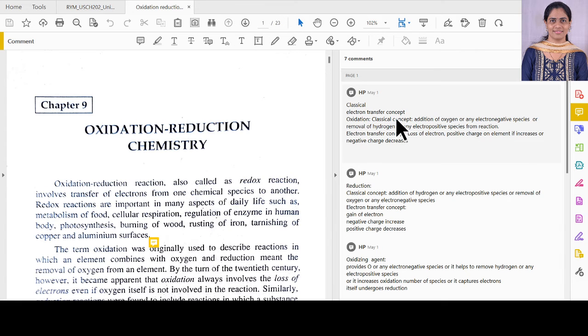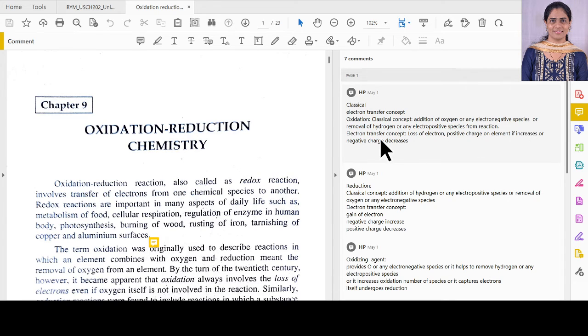Okay, the classical concept of oxidation is addition of oxygen or any electronegative species, either add oxygen or a similar type of electronegative species. Even if you add chlorine to this reacting molecule, that can be oxidation. Okay, or remove hydrogen or any electropositive species from the reaction, it can be an oxidation reaction.